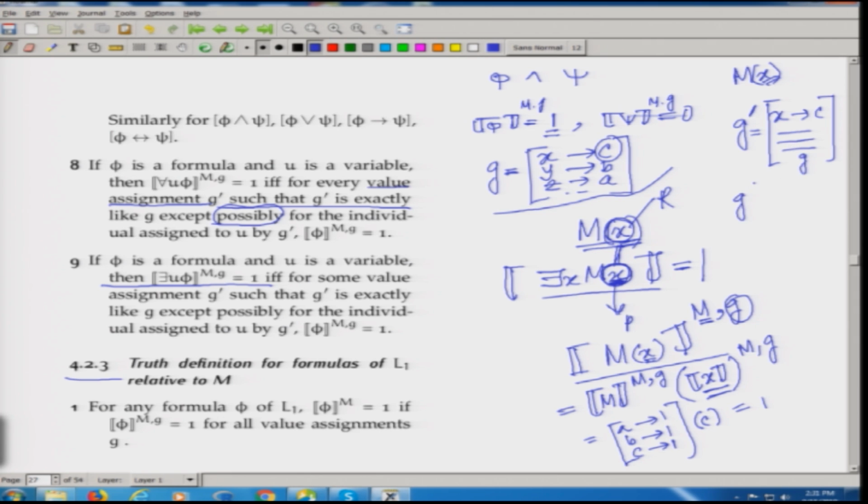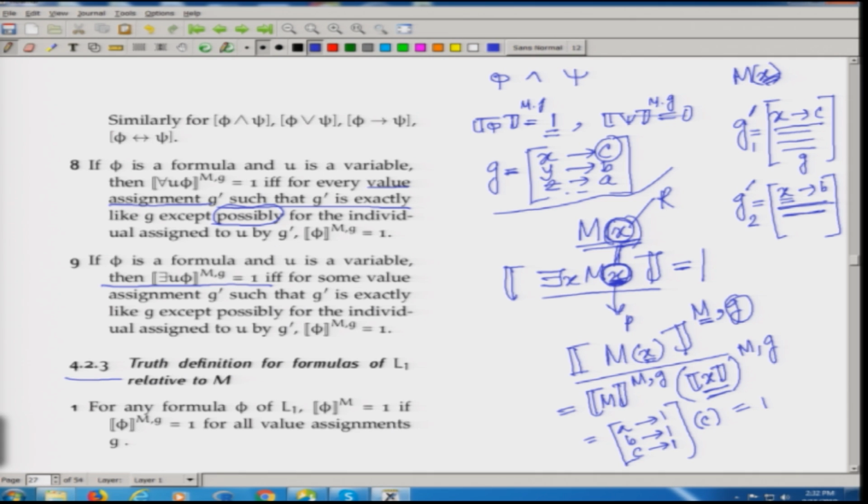And then the second g prime could be, so if this is g prime 1, which is g itself, g prime 2 could be x gets b, others remain the same. You see here, it is possibly different, it is exactly like g, because all other things remain the same, but when it comes to the active variable x, it changes. So, g prime is exactly like g except possibly for the individual assigned to u by g prime, u here. So, u is our x in this case, u is the active variable.